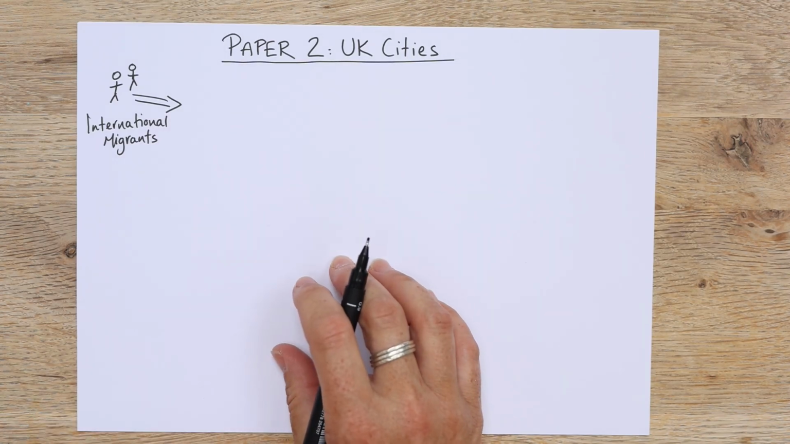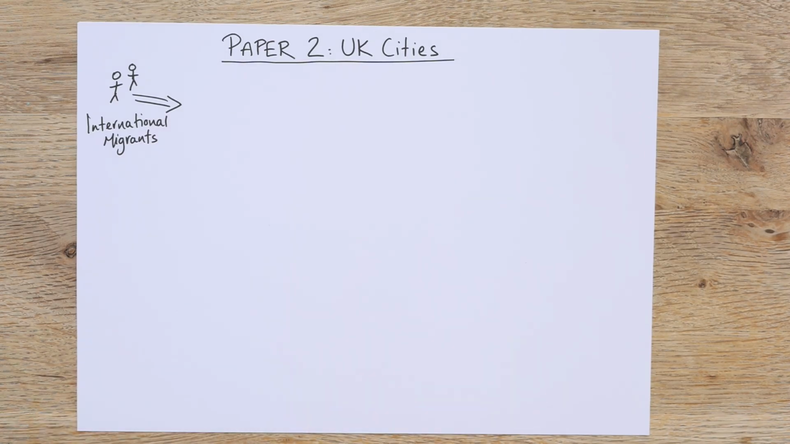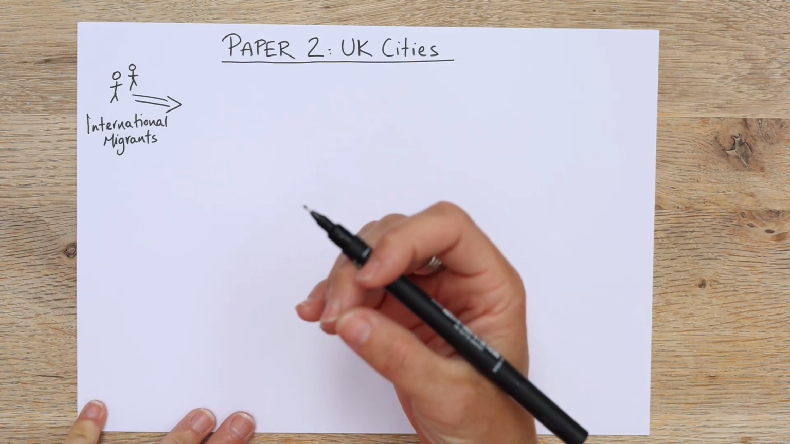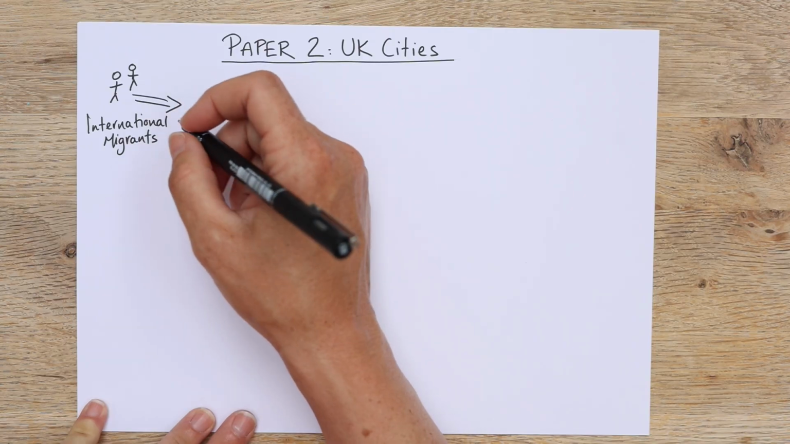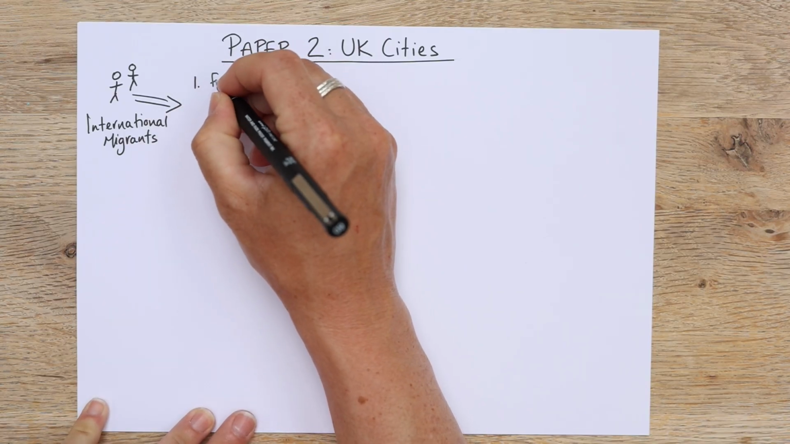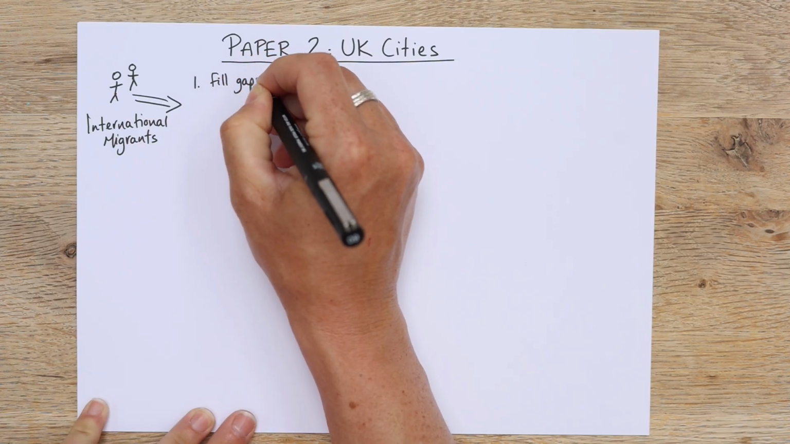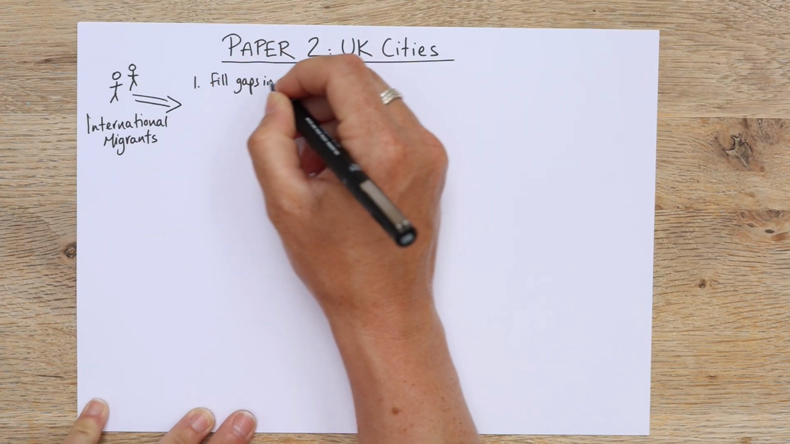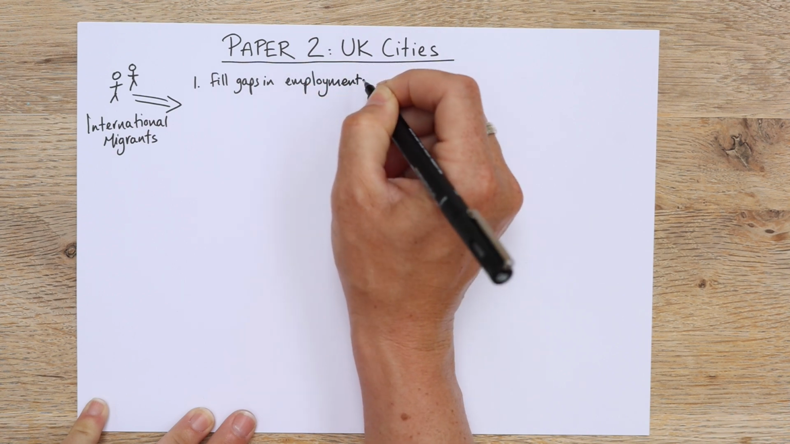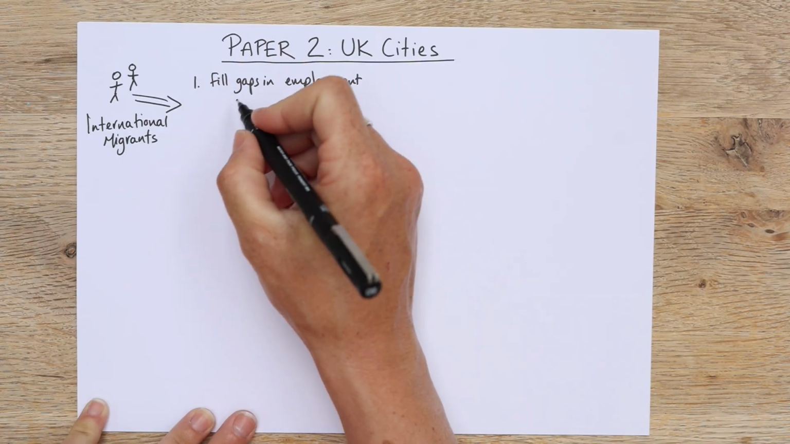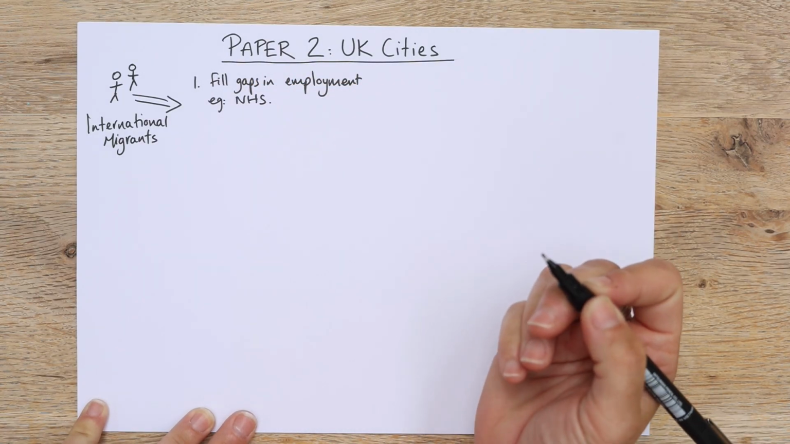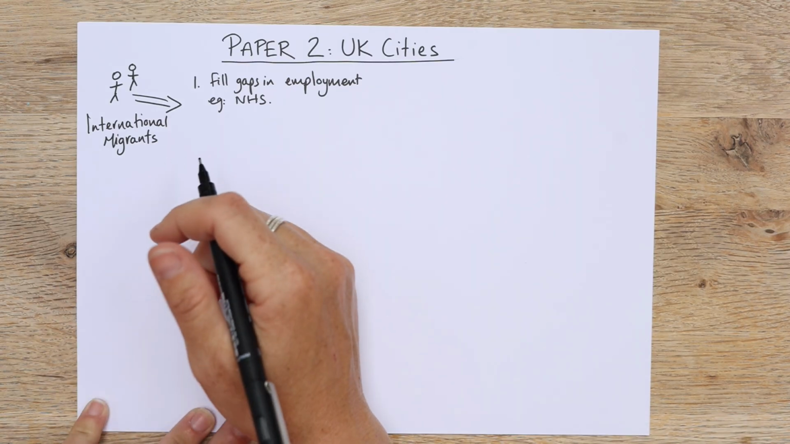Now they're working migrants. This is a case where they are skilled workers and they are coming and filling gaps in employment in this country. So let's go. Number 1, they fill gaps in employment. Now this could be anything from working on the highways, could be things like the NHS. Okay, so lots and lots of opportunities here.